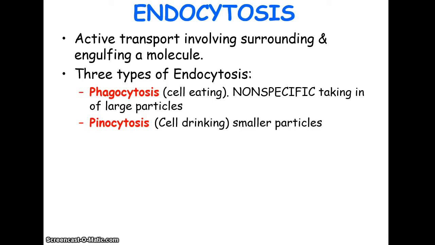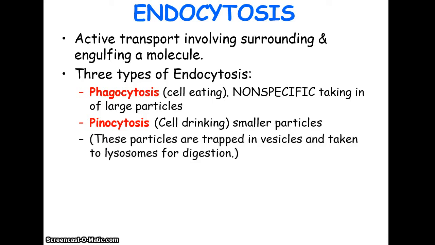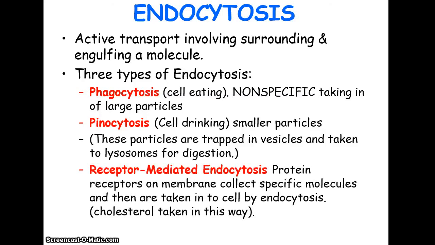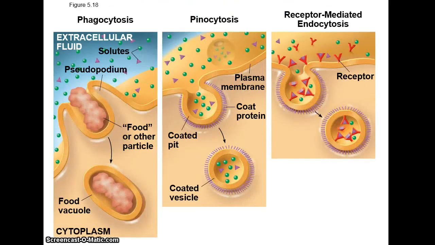And the last type is called receptor-mediated endocytosis. And receptor-mediated endocytosis is where the only way the thing can get in is that it has to bind to a receptor, and then the receptor stimulates the cell to then take in the particle. So cholesterol is a really good example of something that is taken in by receptor-mediated endocytosis. And exocytosis is basically just the opposite, the cell getting rid of a particle or something like that.